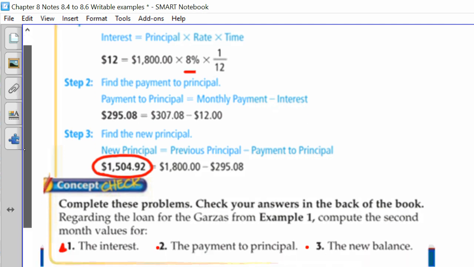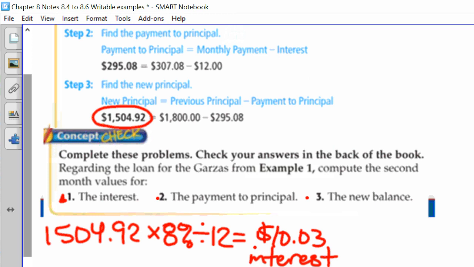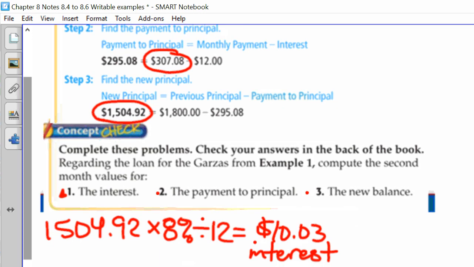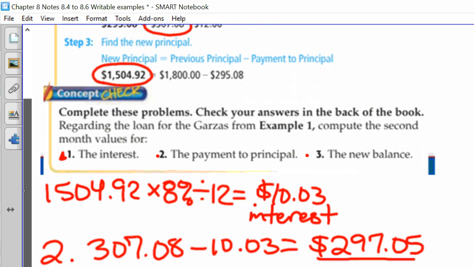The next thing we have to calculate is the payment to the principal. So we have to subtract out $10.03 from our monthly payment. Our monthly payment is $307.08. We're going to minus out the $10.03. And we get $297.05. This is how much goes to pay off the remaining balance of our loan.